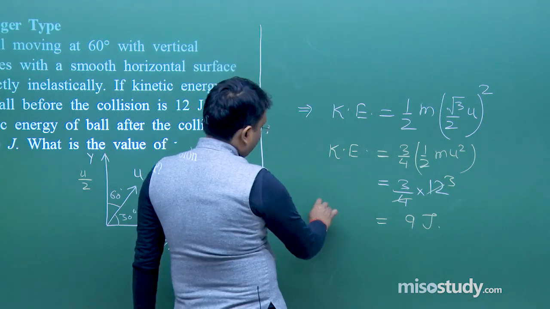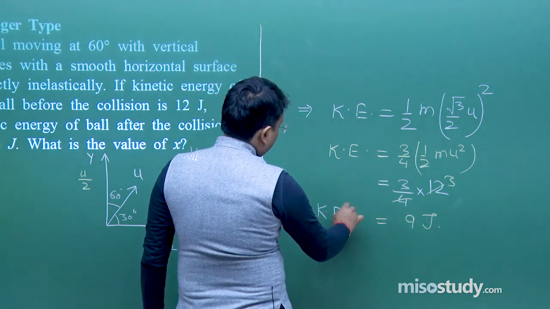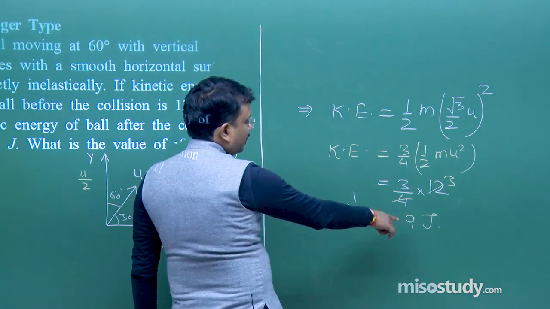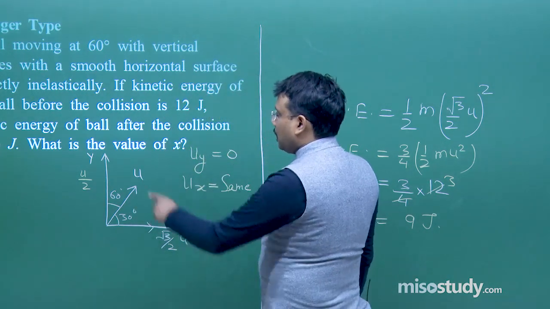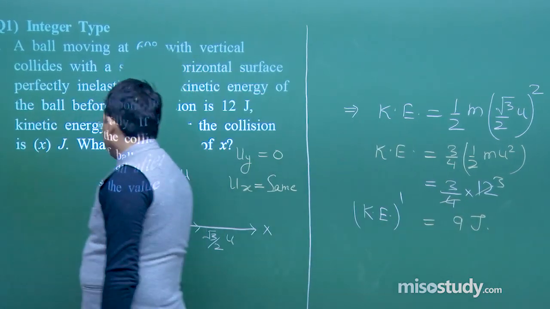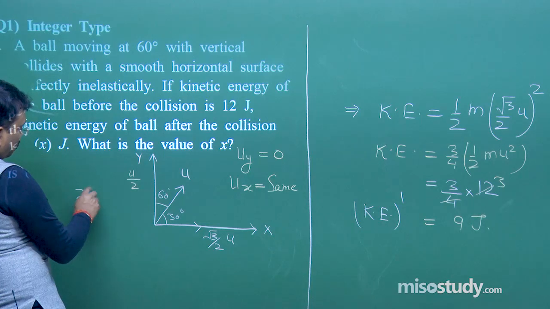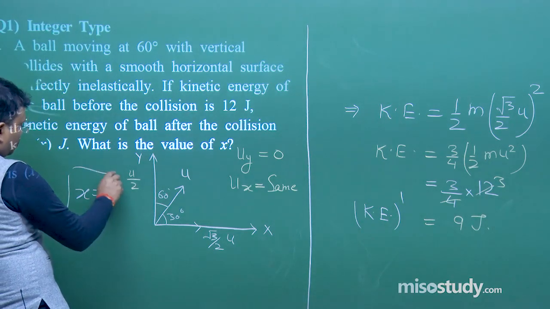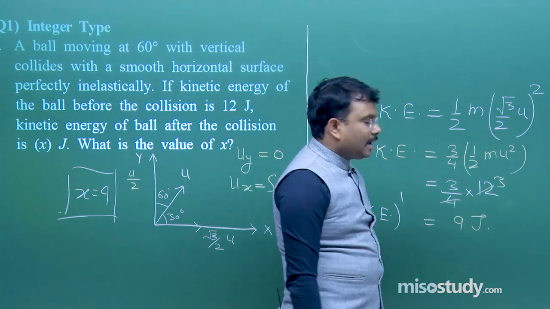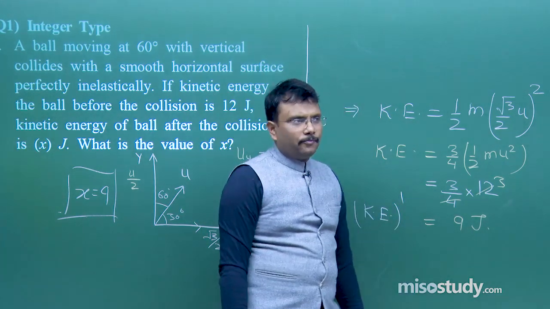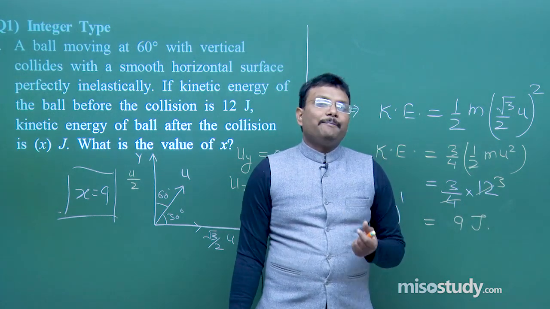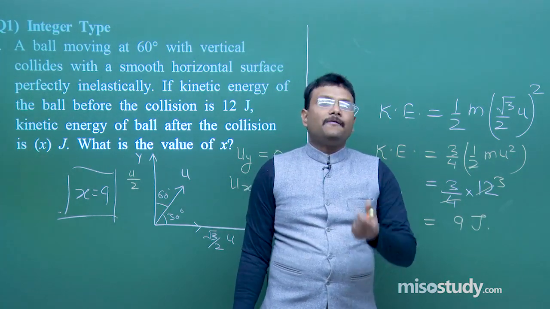Fine. So kinetic energy now, I think I should mention it as prime, that is 9 joule, and compare this with x joule. So you can say that x is equal to 9. This is your answer. Fine. So the question was anyway not a difficult one. Visualization was somehow required, and we used the idea of conservation of energy.